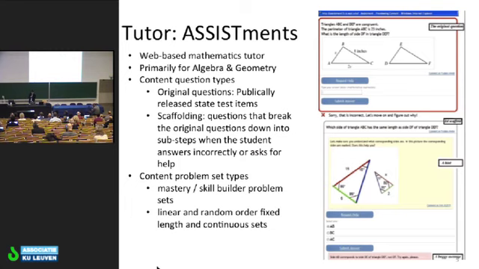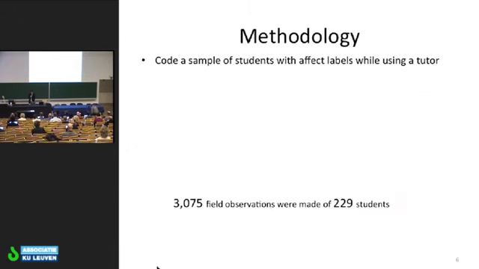Okay. And the types of problem sets that are in this study are random order continuous sets. So a teacher will assign a problem set, and for the period of time that the student is in the lab, she will get random items from that problem set, which includes a very large pool of items. But there are also mastery and skill builder sets within the system now.